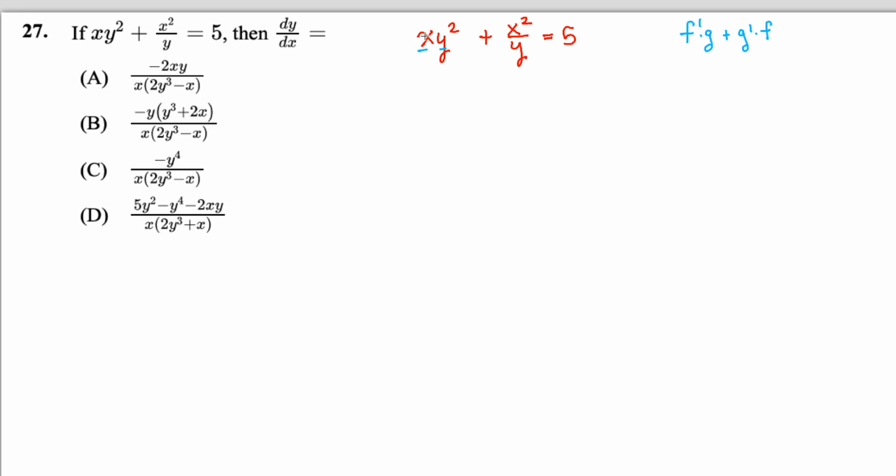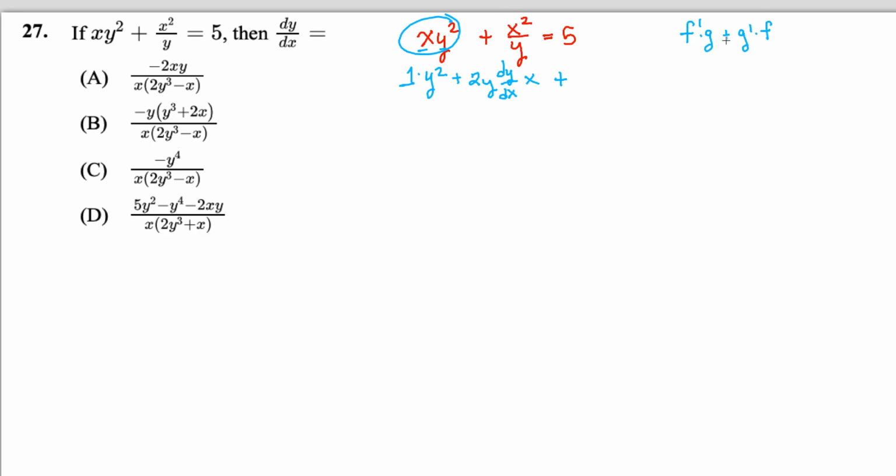So I have here that the derivative of x is just 1, times g, which is y squared, plus the derivative of y squared, which is 2y dy/dx, and then times f, which is just x. Plus, and now here you need to use the quotient rule. So I differentiated this first term. I'm done with this. The derivative of x is 1 times y squared, plus the derivative of y squared, which is 2y dy/dx, times x, the other f.